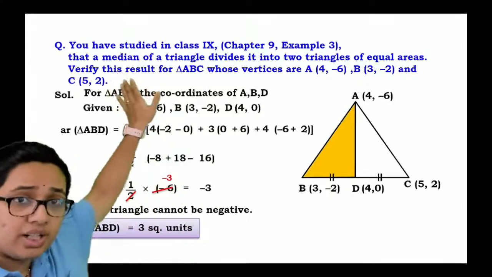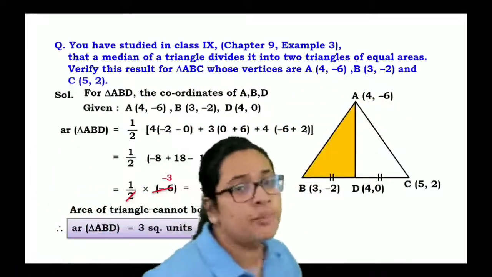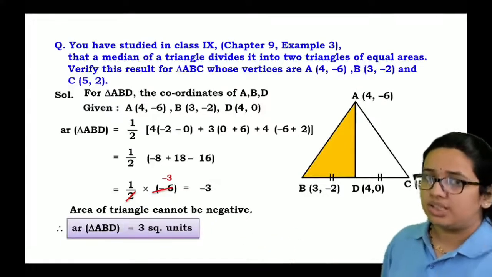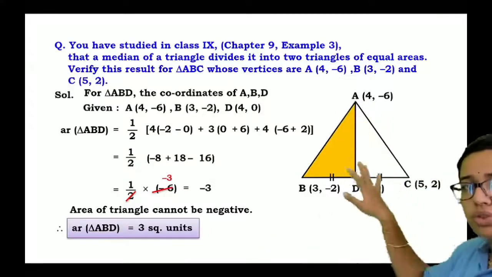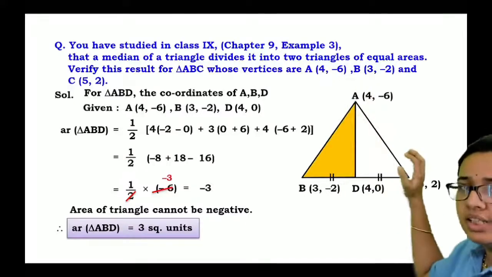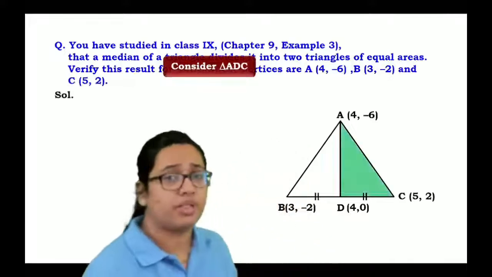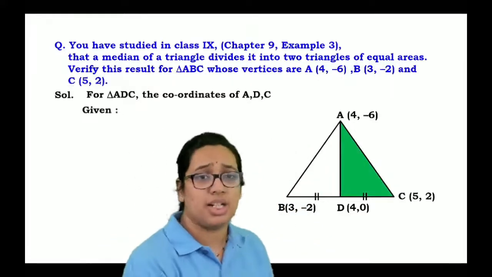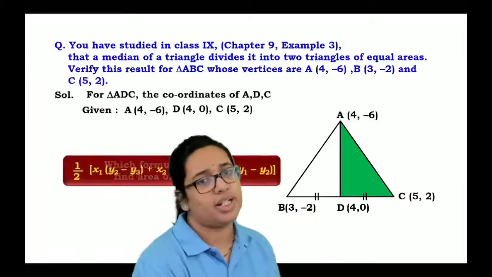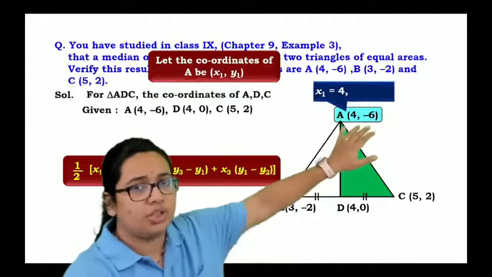You had to verify that the two triangles are of equal area. So the area of the first triangle we have found. Now the next part is that you have to find the area of ADC. So again for that we'll use that formula, but you need to know the values of x1, y1, x2, y2 and x3, y3. So we'll just write it down.